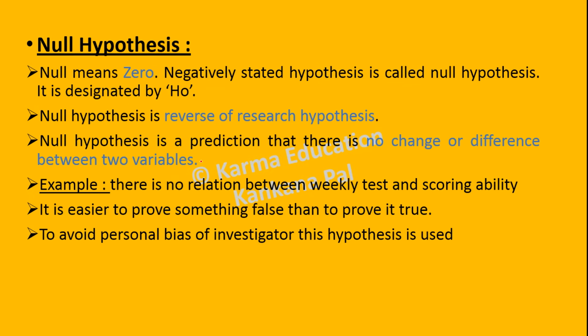The last one is null hypothesis. Null means zero. Negatively stated hypothesis is called null hypothesis. Null hypothesis is just reverse of research hypothesis or alternative hypothesis. Null hypothesis is a prediction that there is no change or difference between two variables. For example, there is no relation between weekly test and scoring ability. In null hypothesis, there is no relation between weekly test and scoring ability. Here the two variables are weekly test and scoring ability.